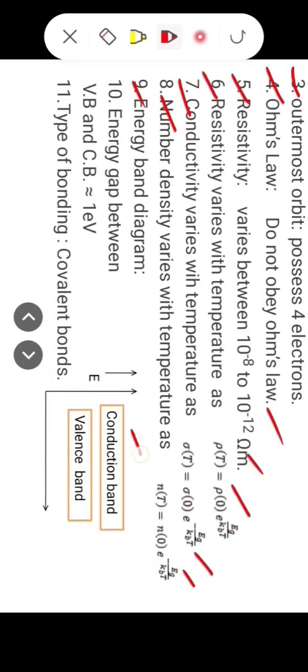Resistivity varies with temperature as rho T is equal to rho 0 into e raised to power Eg by kBT. Conductivity varies with temperature as sigma T is equal to sigma 0 into e raised to power minus Eg by kBT. Number density varies with temperature as Nt is equal to N0 into e raised to power minus Eg by kBT. Energy band diagram is as shown.